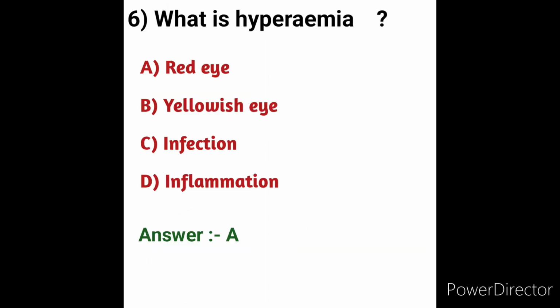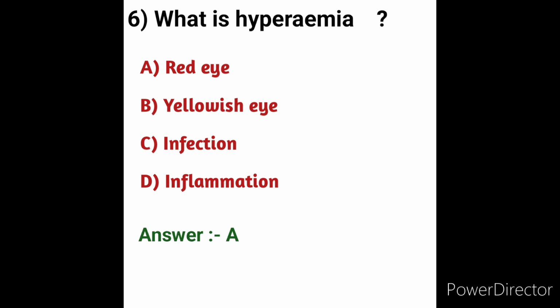What is hyperemia? Option A, red eye. Option B, yellowish eye. Option C, infection. Option D, inflammation. The red eye means hyperemia. Erythema is sometimes a symptom of hyperemia.